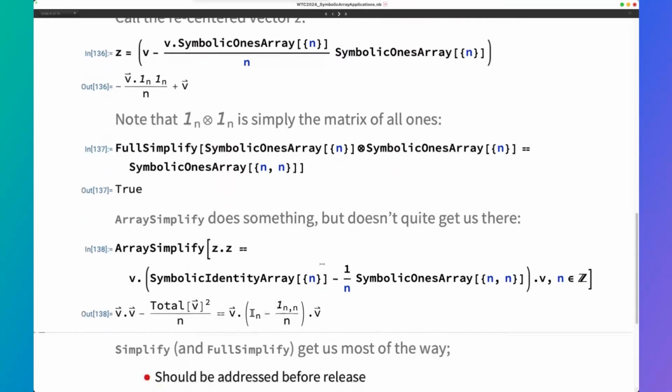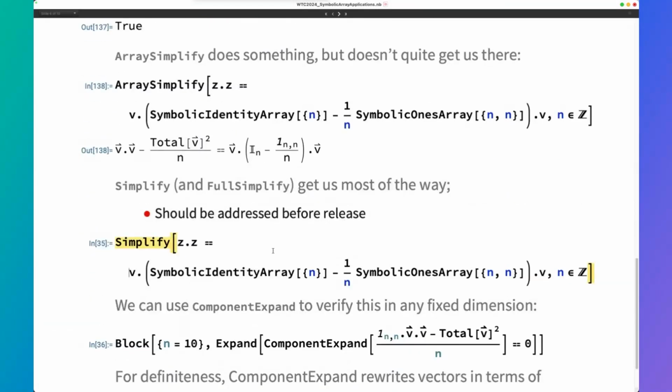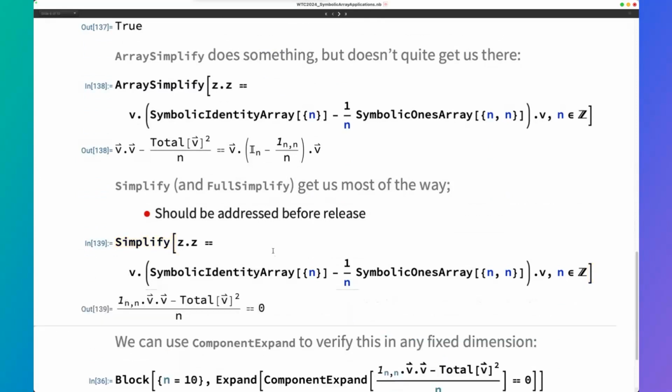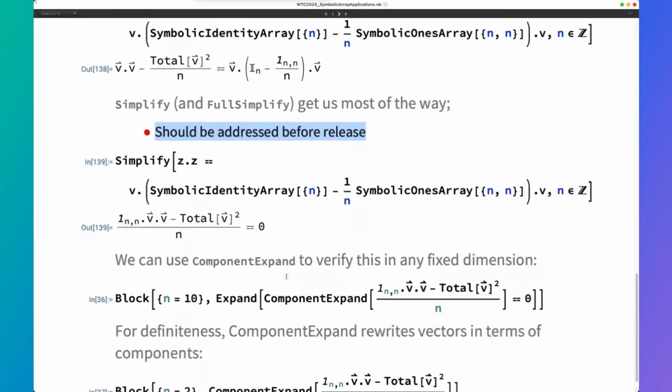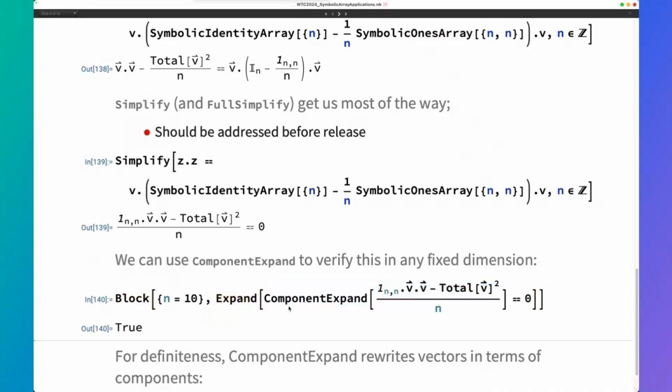So I was hoping Simplify will get us all the way there. It doesn't. We know what the problem is, and so this should be fixed before we release. So hopefully by the time 14.2 is out, this will give true. It doesn't in my version of Mathematica today, but we can use ComponentExpand to verify this in any fixed dimension. So I'll just say that n is equal to 10, and I will do ComponentExpand, and then I'll expand out that product, and I get 0.